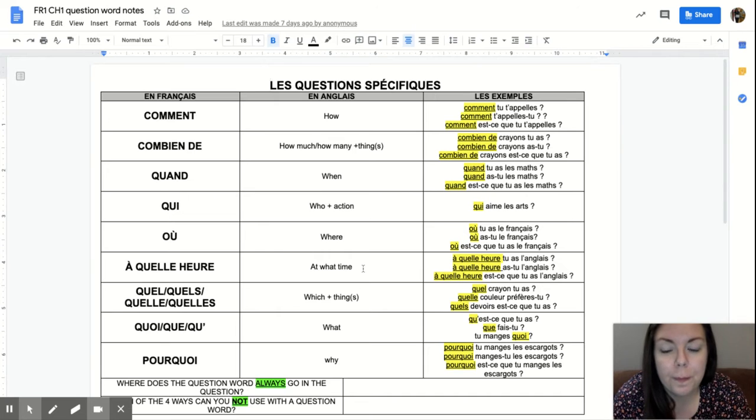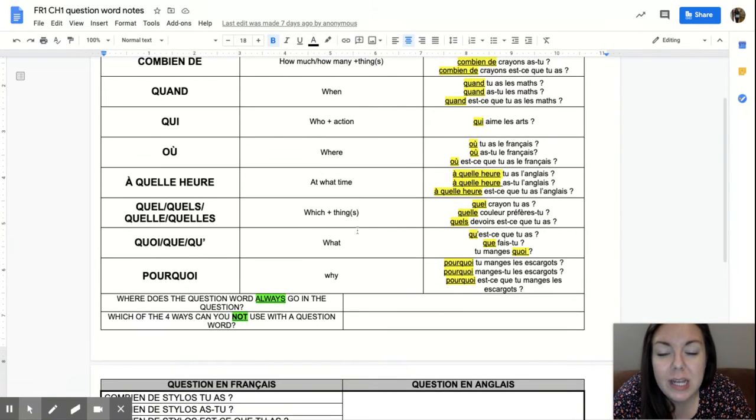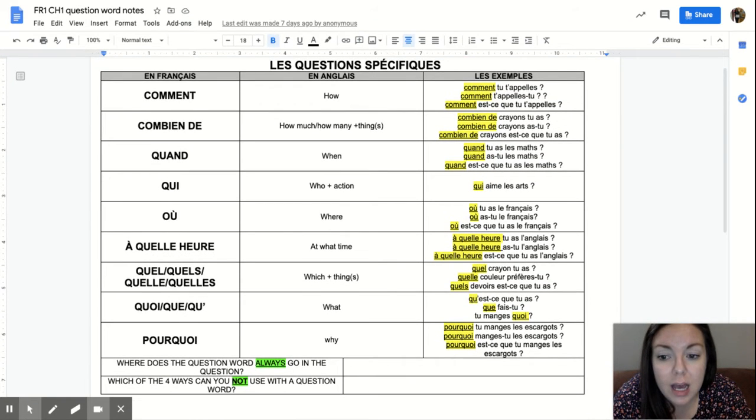À quelle heure? So we've seen à quelle heure before with our time unit. So à quelle heure? At what time? À quelle heure tu as l'anglais? What time do you have English? À quelle heure as-tu l'anglais? What time do you have English? But with inversion. You see that à and the two flipped. À quelle heure est-ce que tu as l'anglais? At what time do you have English? With est-ce que right in the middle there.